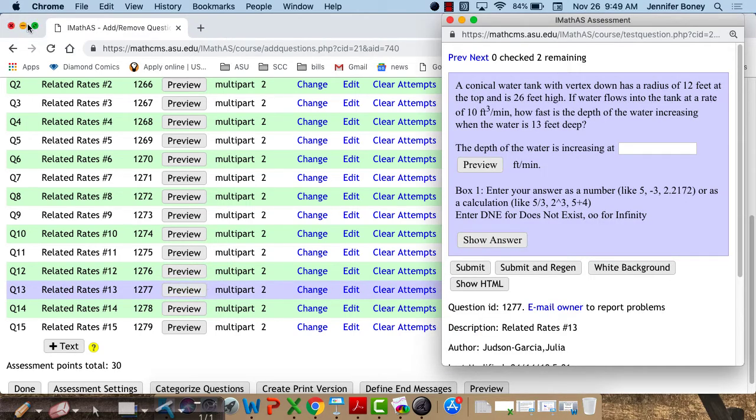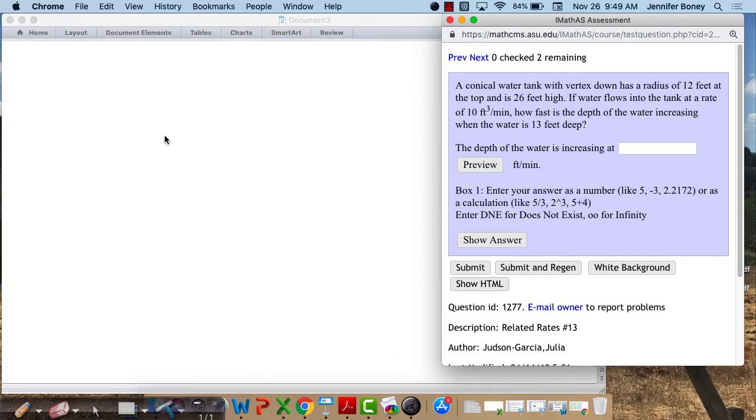So we've got a conical water tank with a vertex down, radius of 12 feet at the top, 26 feet high. You might have slightly different numbers, but the premise is the same regardless of the specific numbers. Related rates problems, remember, are things where there's a relationship that's known or described between 2 underlying quantities or more, and your goal is to figure out how changing one of them changes another.